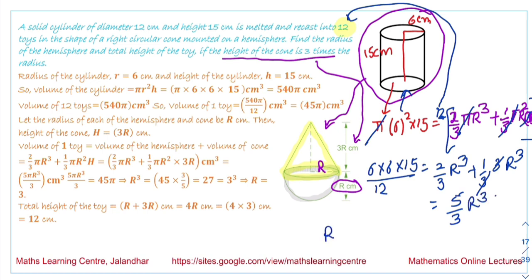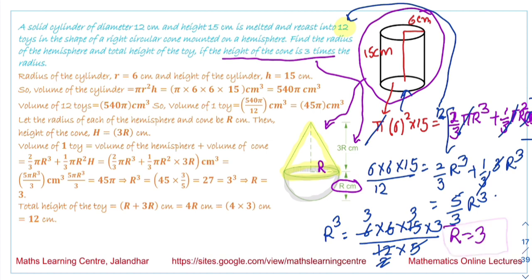So the value of r cube that we get is equal to 6 into 6 into 15 into 3 upon 12 into 5. These 2 get cancelled, we are left with 3. These 2 get cancelled, we are left with 2. These 2 get cancelled, and we are left with 3. So the value of r that we get is equal to 3 centimeters.